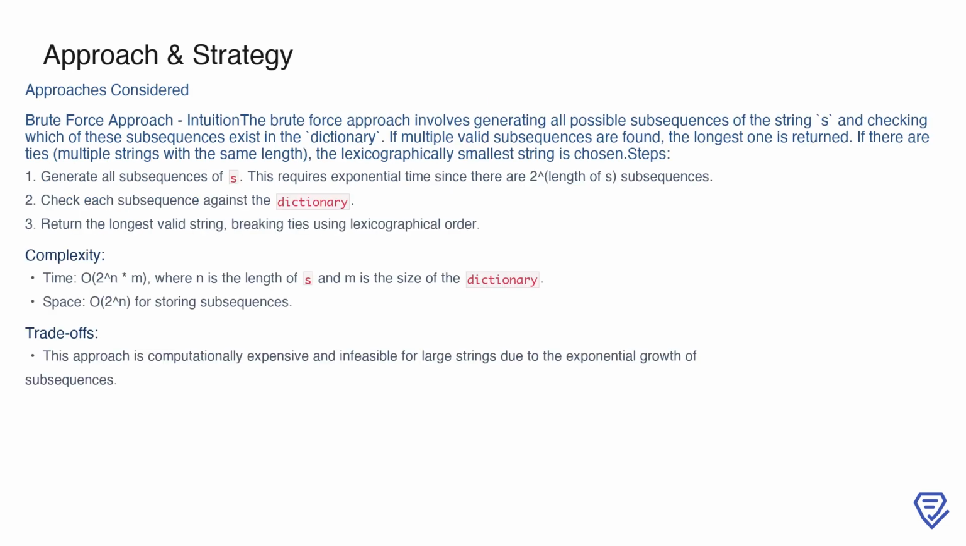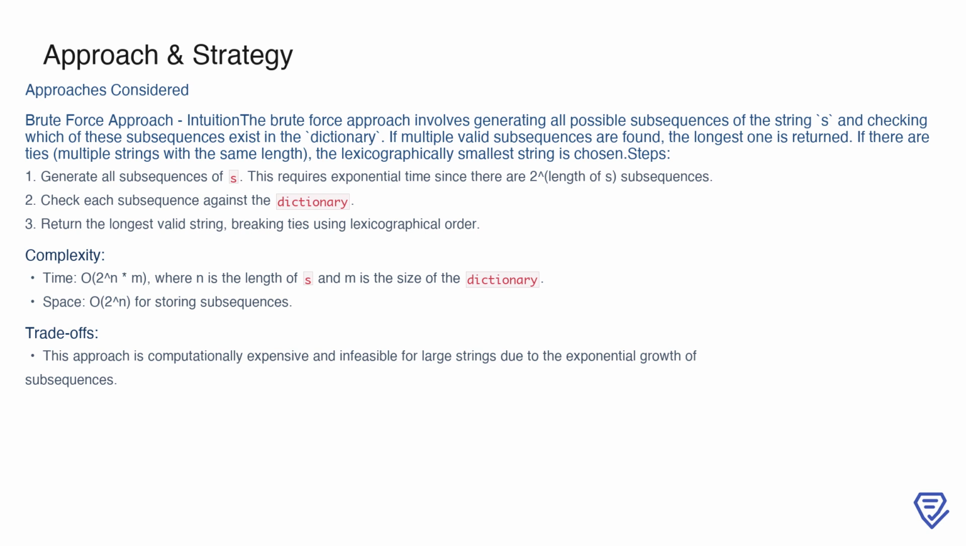To solve this problem, we first consider the brute force approach. The idea here is to generate all possible subsequences of the string S and then check which of these subsequences are present in the provided dictionary. Once we have all valid subsequences, we return the longest one. In the case of ties, where multiple strings have the same length, we choose the lexicographically smallest string.